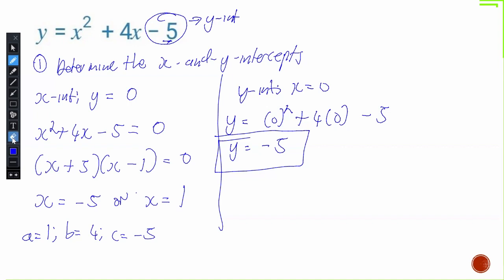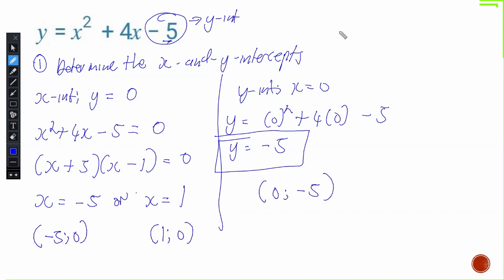Now, sometimes they want you to write it in coordinates. So be careful. If the question says determine the coordinates of the x and y intercept, then you need to come here and say (-5; 0). And then here, this is (1; 0). Then you need to write this one as (0; -5). So this is how you write those in coordinates. The x coordinate is that number, 0. The y coordinate is 0, that particular number. Okay, so number 1, you understand how to calculate the x and y intercept.